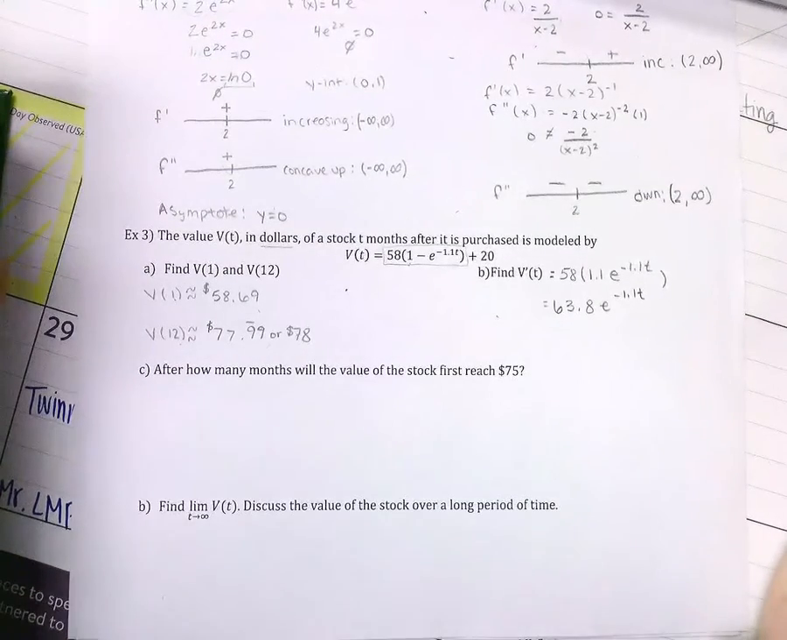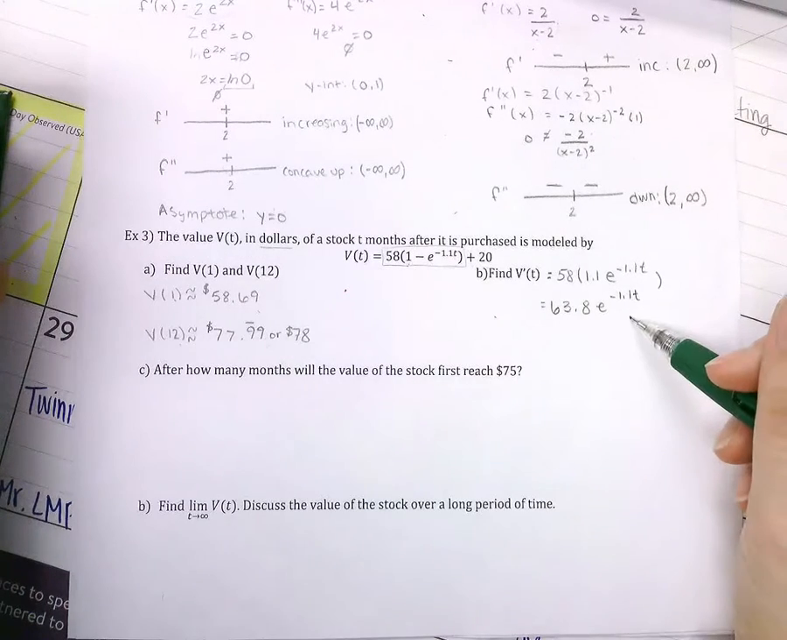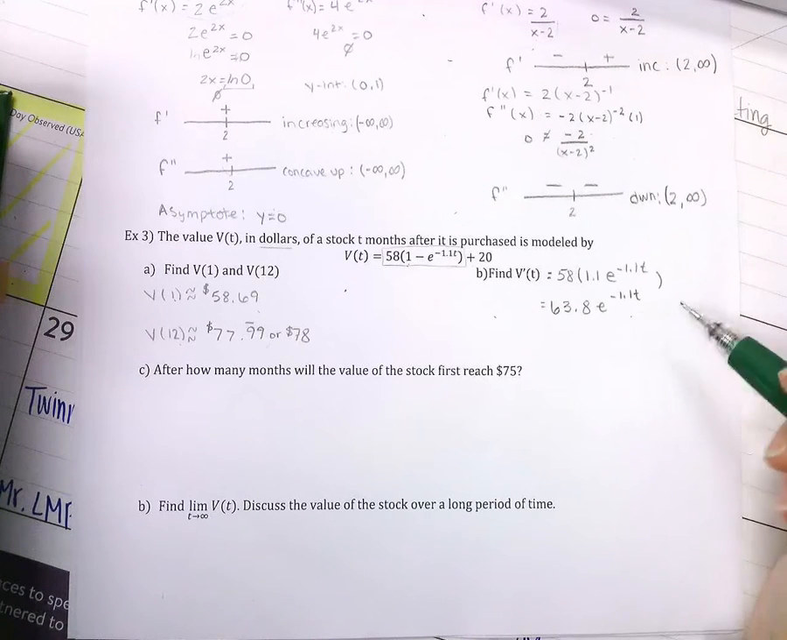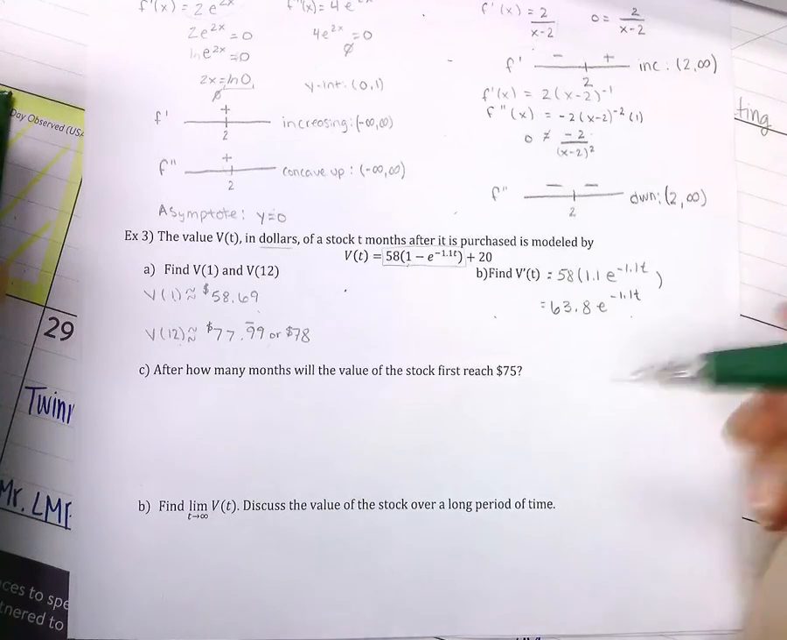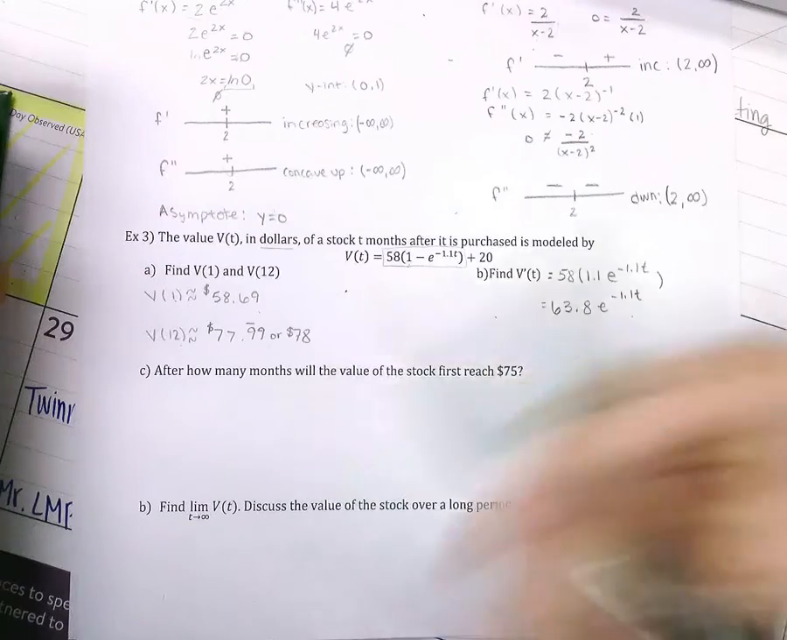So that would be the rate of change of the value of your stock after a period of months. This particular function is always decreasing, so that means that while the value has increased, the rate of change of it increasing is decreasing.